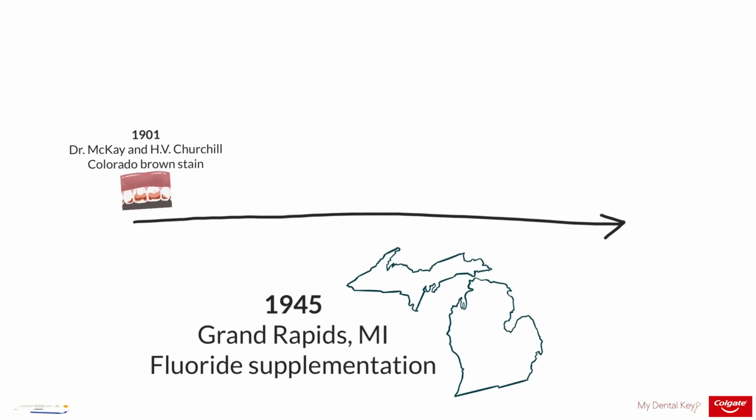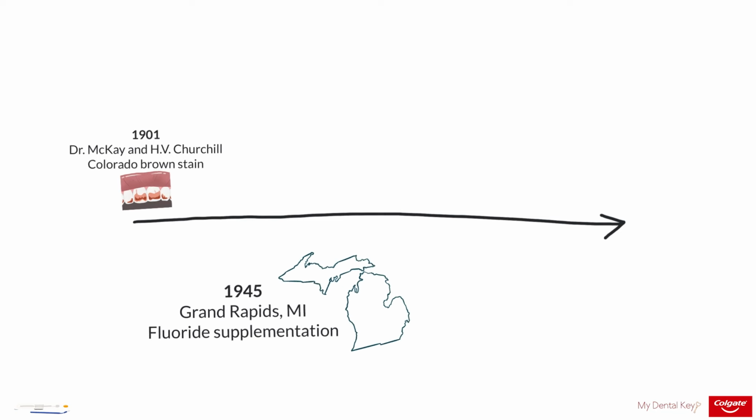Following this, in 1945, Grand Rapids, Michigan was the first city in the world to establish community water fluoridation. They completed a 15-year study that demonstrated that fluoridation of public water effectively reduces the dental caries burden. Following this, fluoride was established as a safe and effective preventative measure for caries.